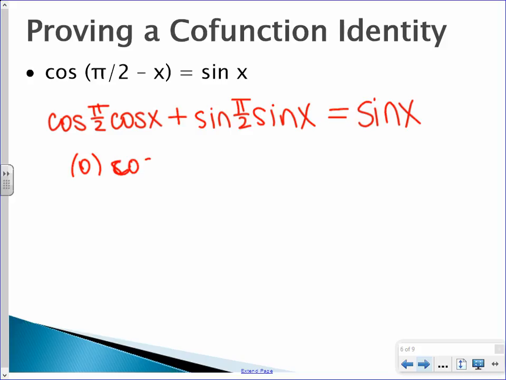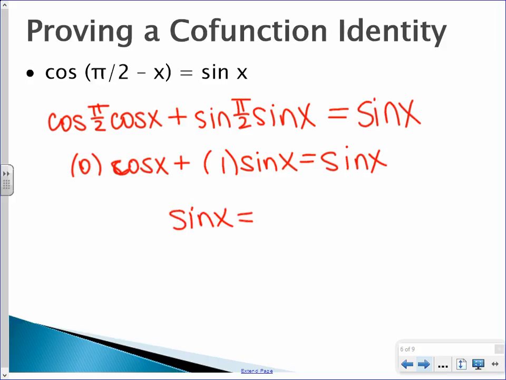Since we are verifying an identity, I need to actually see that you rewrote the cosine of pi over 2 is 0 and the sine of pi over 2 is 1. I need to actually see that step, and then you can move to the third step, sine of x equals sine of x.